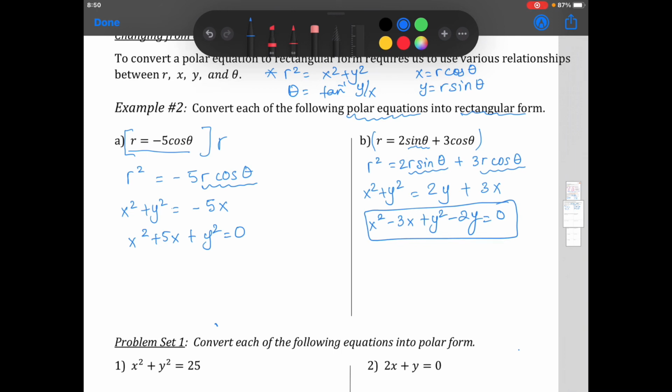So basically they're not that crazy. You just have to know your formulas, and remember, whenever we are converting from polar to rectangular, we need to multiply by r. So that's basically it, guys.